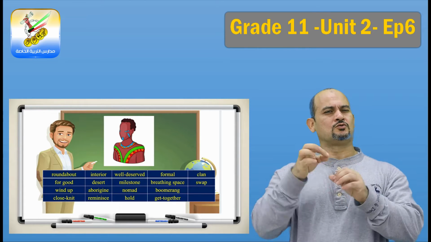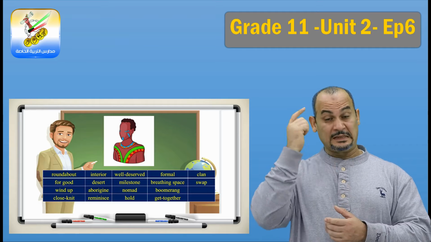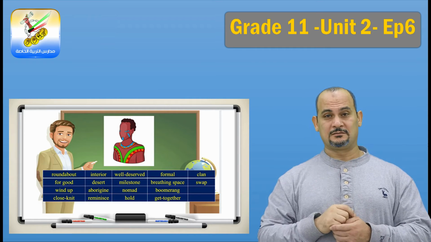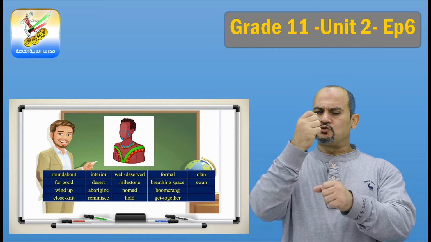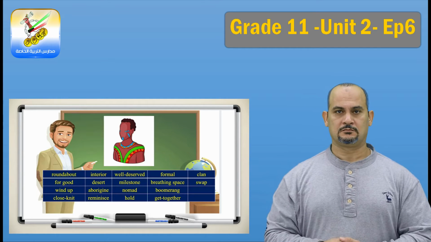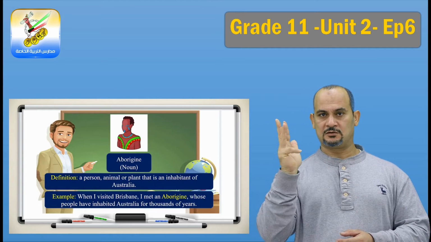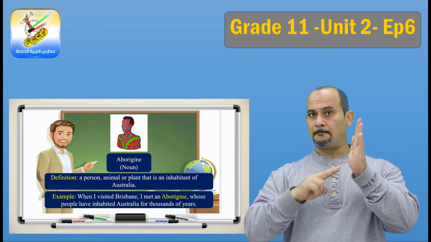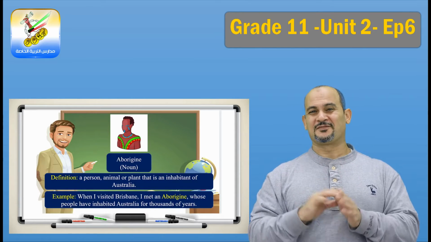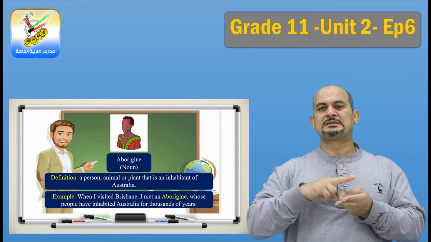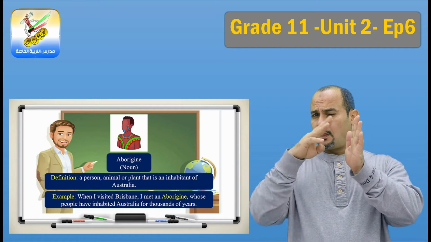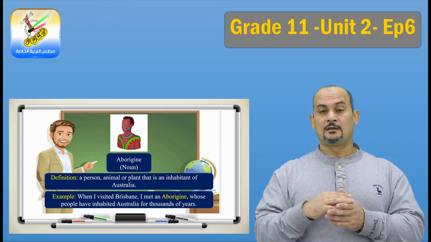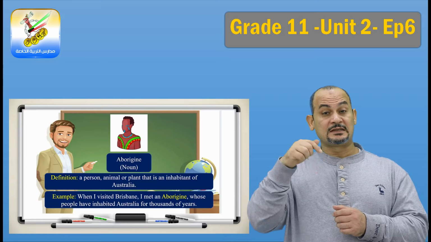As we all know by now, I'm going to show you a photo and I want you to guess and try to understand the concept of the word from the picture. So let's start with the first picture here. We have a picture of a man wearing a specific costume. So what do you think? Is he a Kuwaiti man? Is he a European? What do you think?